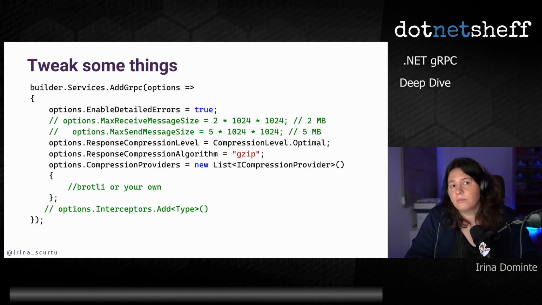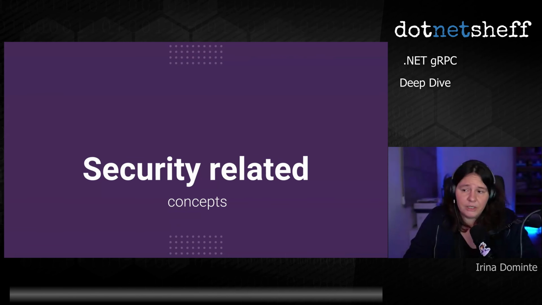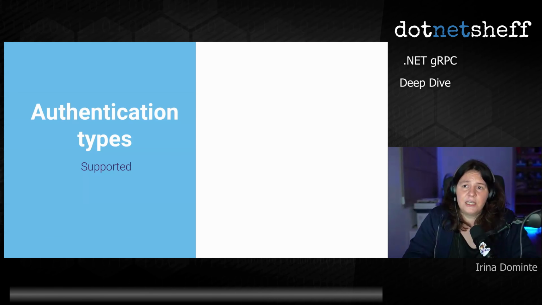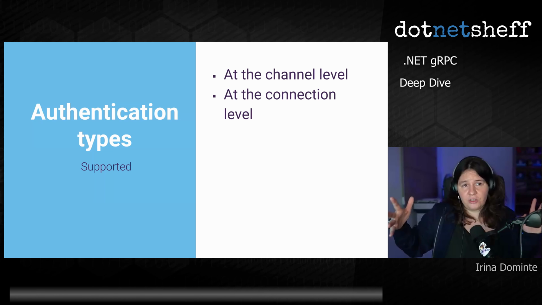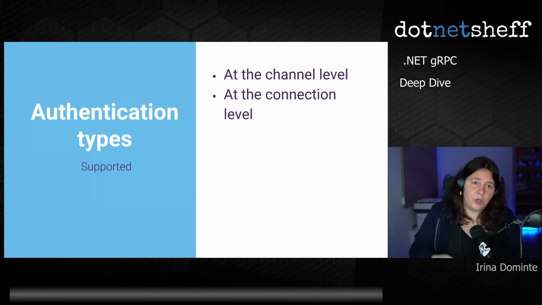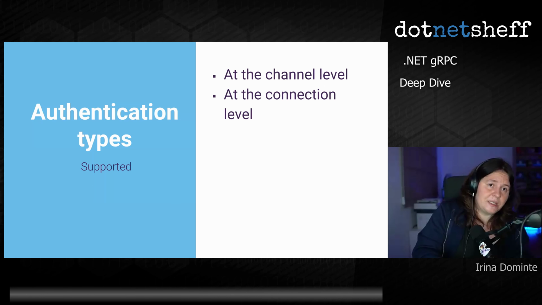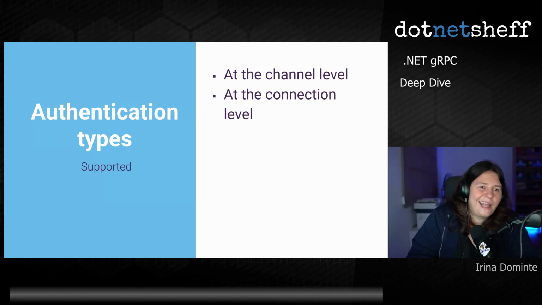So you can add those. Security related, everything that is possible with the web API, for example, it happens here. But we also have the flexibility to add authentication types at the channel level, so when we open the communication channel with the server, or at the connection level for individual gRPC requests. We can add things like claims. Everything is possible. One thing that is not possible is NTLM authentication with Windows.